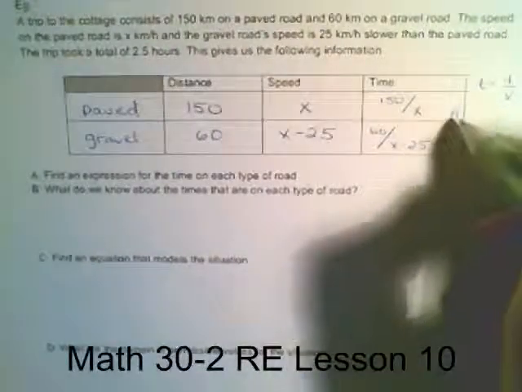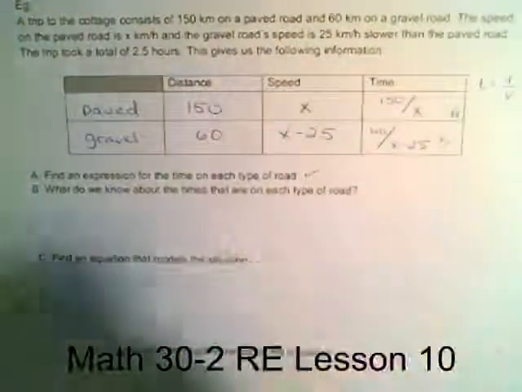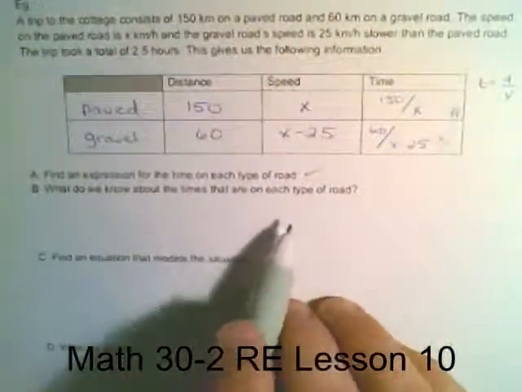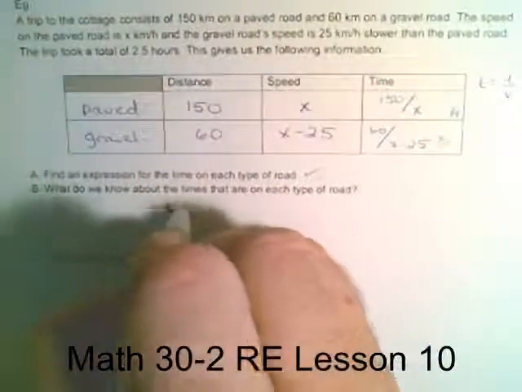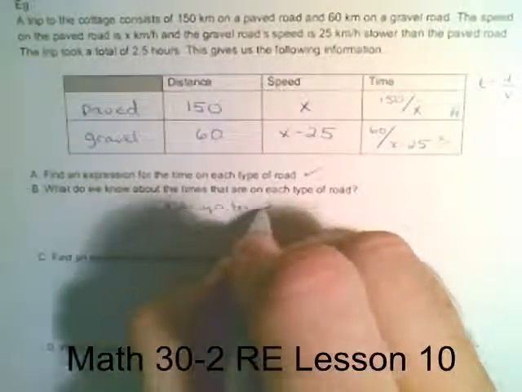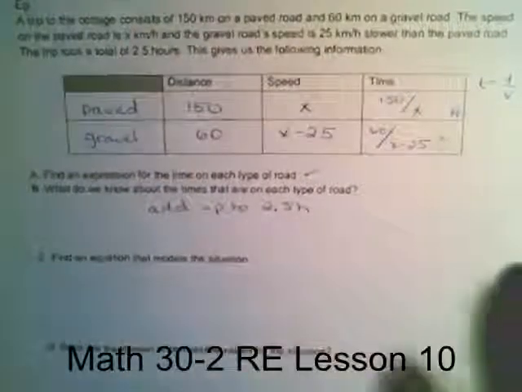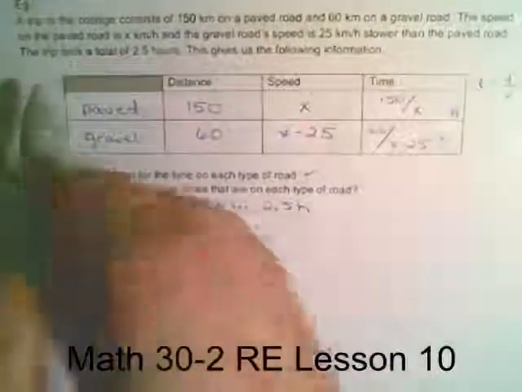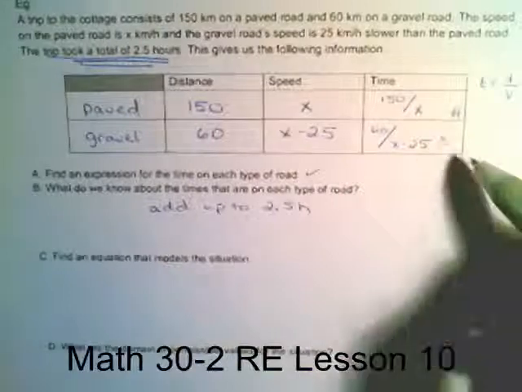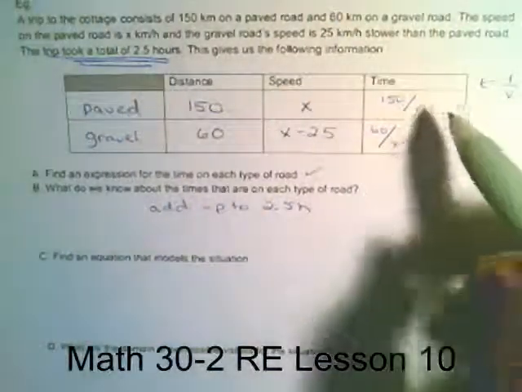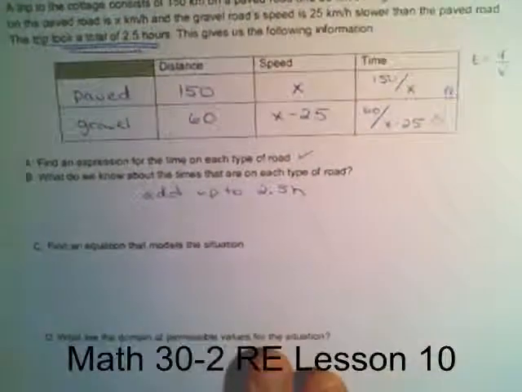Find an expression for the time. Well, keeping in mind I know time is distance over speed, this time is going to be the distance, 150, over the speed, x. This time is going to be the distance, 60, over the speed, x minus 25. I know that these two times, when added together, give me 2.5 hours. So the A is done. What do we know about the times? We know that the times add up to 2.5 hours.